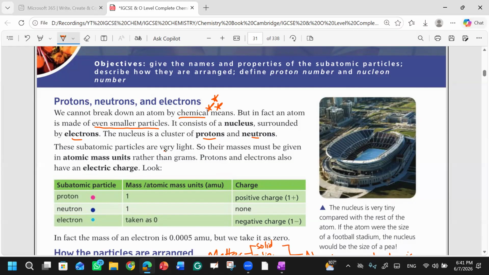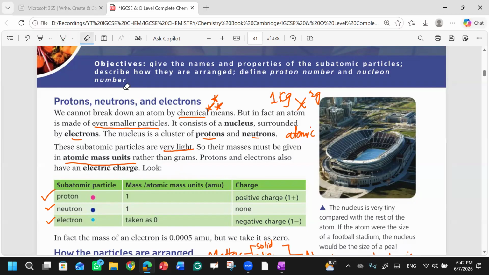These subatomic particles are very light, so their masses must be given in atomic mass units. These subatomic particles, the protons, neutrons and electrons, are very small in size. You cannot say that this proton has a mass of 1 kg, or 2 grams. We cannot use these units because these are very big units. So what units can we use? We can use atomic mass unit, because we are seeing these protons, neutrons and electrons at the atomic level.